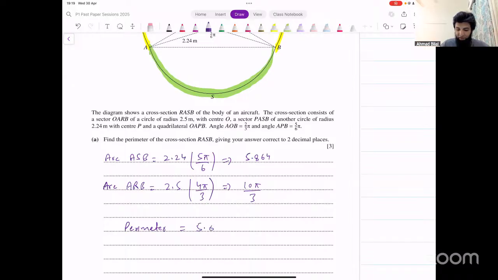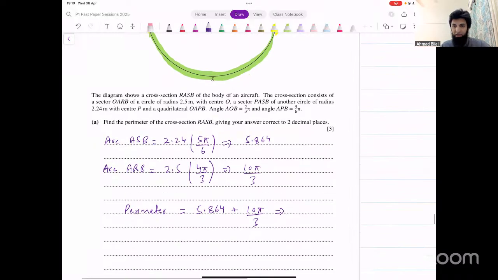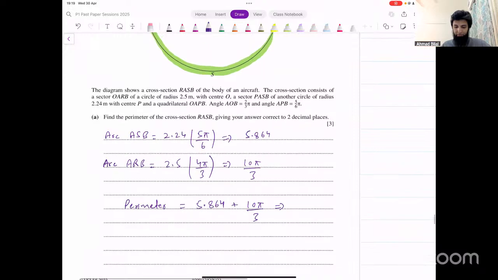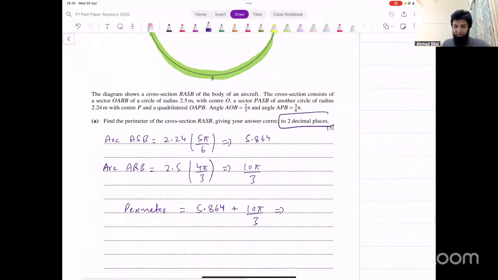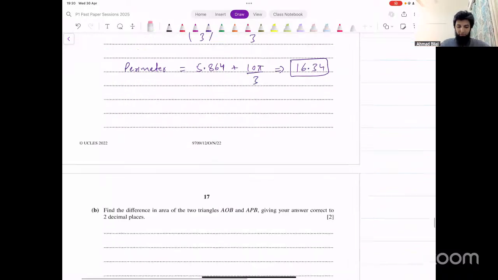That's 5.864 plus 10 pi over 3, and that will give you the result. You have to give an answer in decimals. Generally, we prefer using exact values, but since the question specifies that you want an answer in decimals, you have to make sure that you write 2 decimal places here. 16.34. This is the final answer that we've got. That's what we were looking for. Okay, that was part A, fairly straightforward.